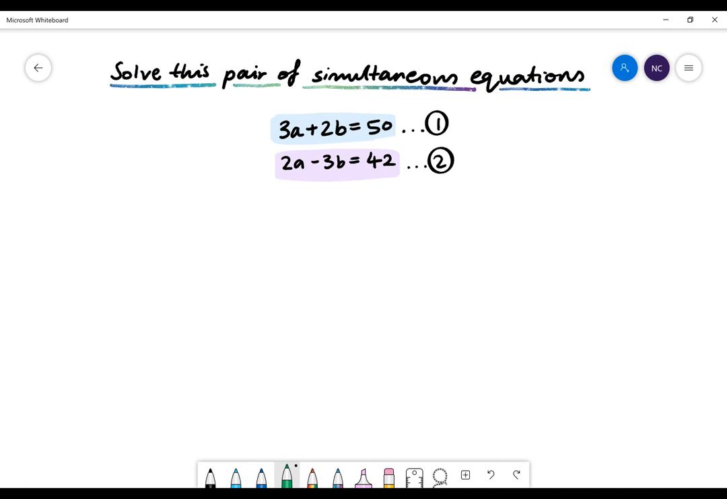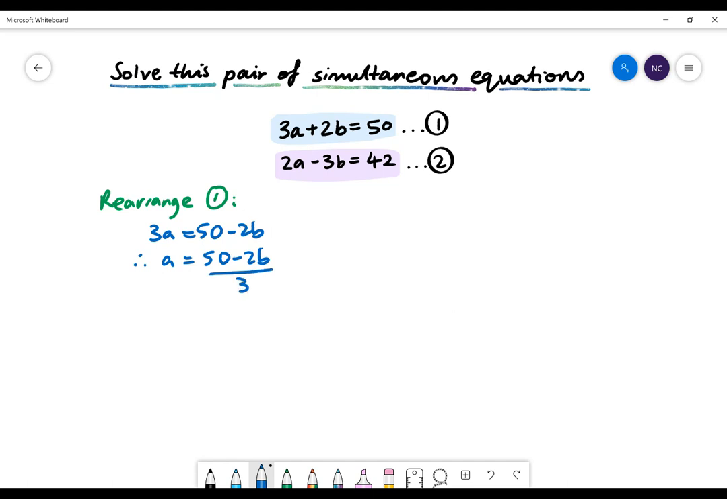To use the substitution method, we need to make either a or b the subject of the equation. The first thing we're going to do is rearrange equation 1 to get a as the subject of the equation. We'll be left with 3a = 50 - 2b, and to get a by itself, we need to divide all terms by 3. Let's call this equation 3.